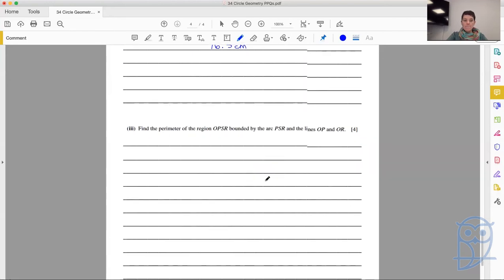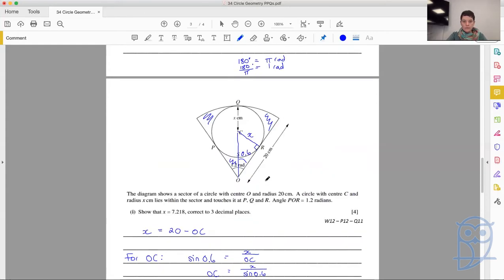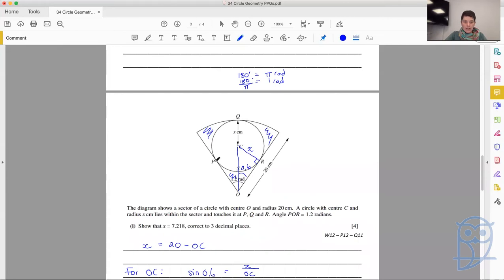Last one. Find the perimeter of the region OPSR bounded by the arc PSR and the lines OP and OR. So now we are looking at this shape here. I think we need a different color because we're getting very blue and we're running out of visibility. So we want this piece here.